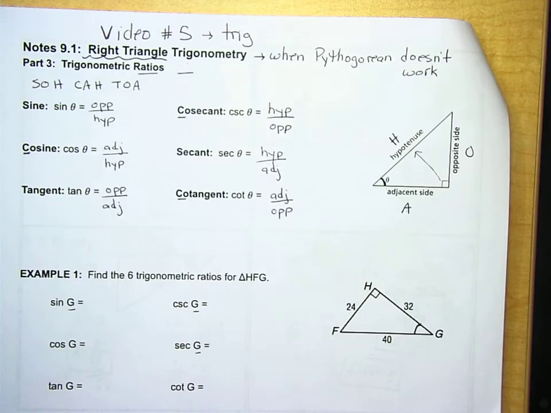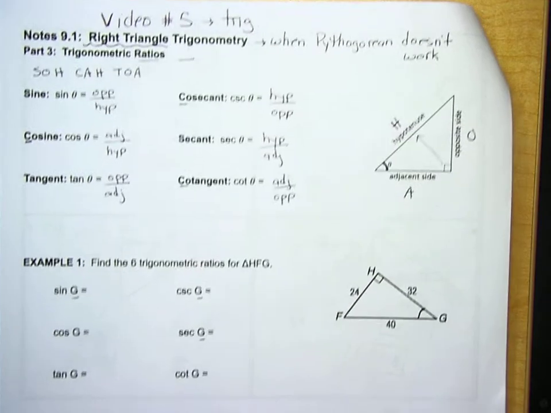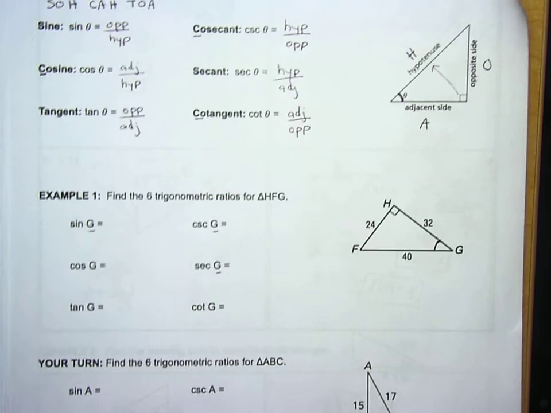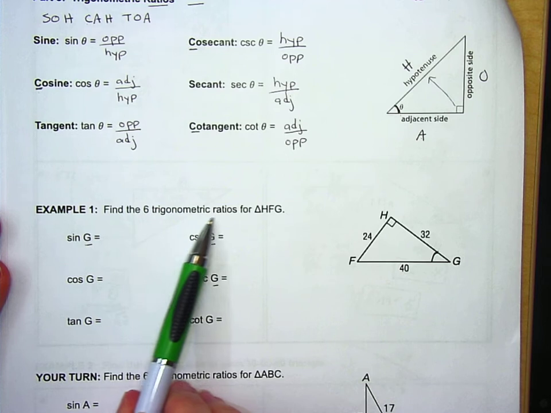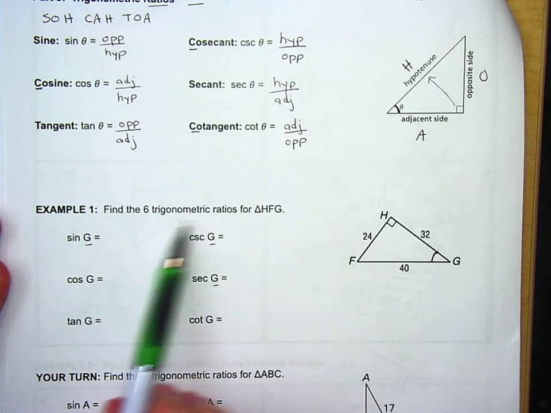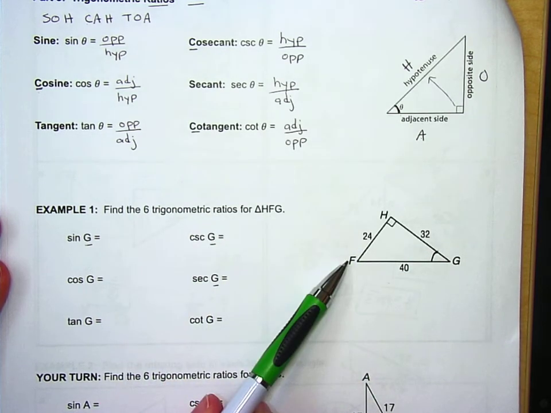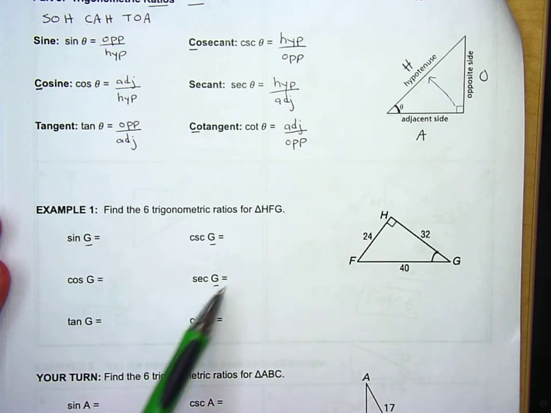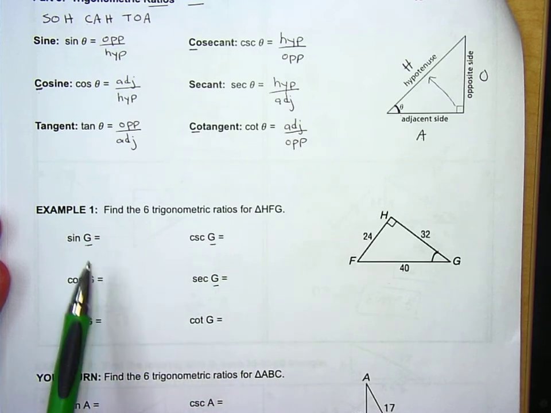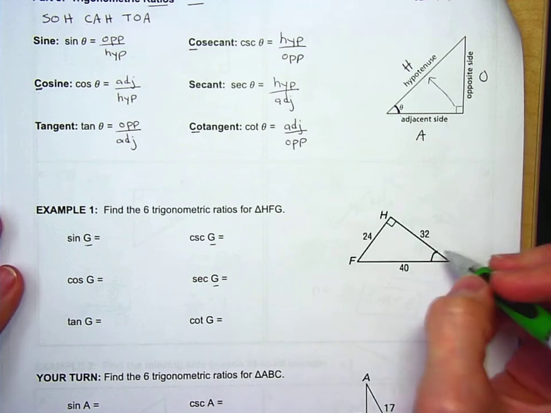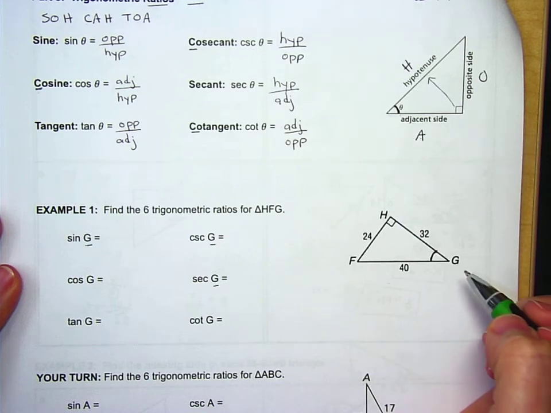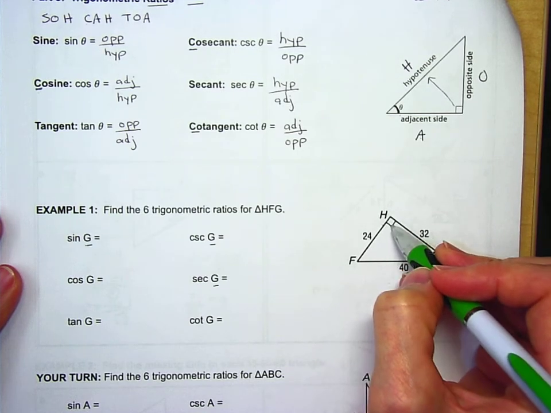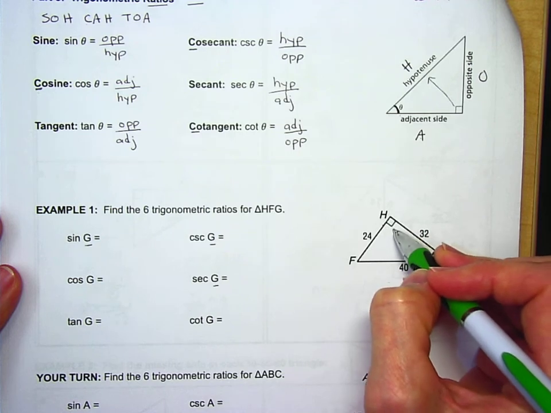Okay. So let's look at how an example goes here. I'm going to try to keep this so we can still see this. So in this one it says find the 6 trigonometric trig ratios for this triangle. And then I look down here, and in every case I am finding the trig ratio for angle G. So I'm going to put my angle symbol on angle G. Now, one of these sides is going to be the adjacent side, but it's always best to find the hypotenuse first. So here's my right angle.